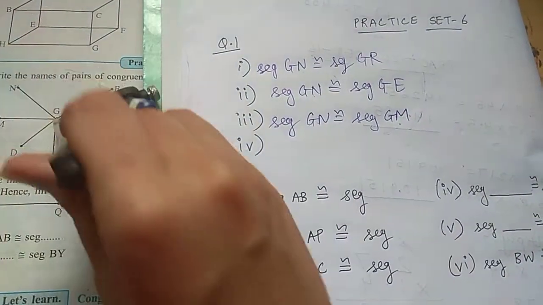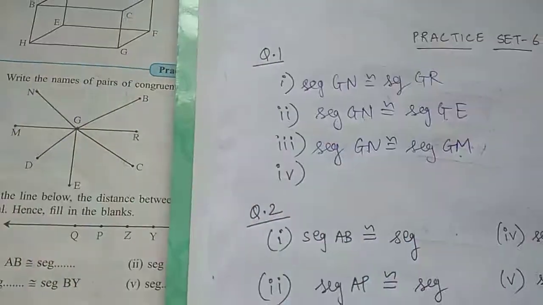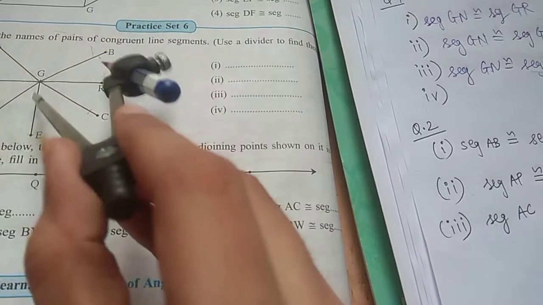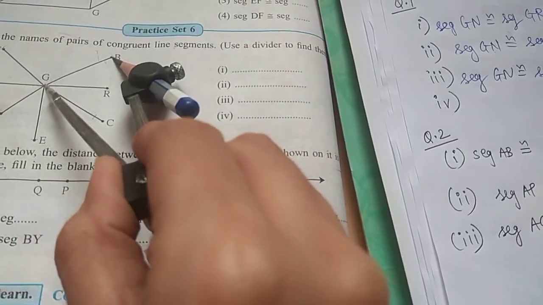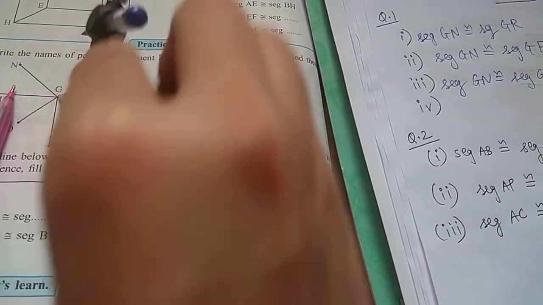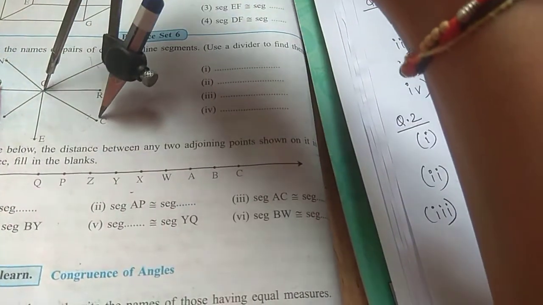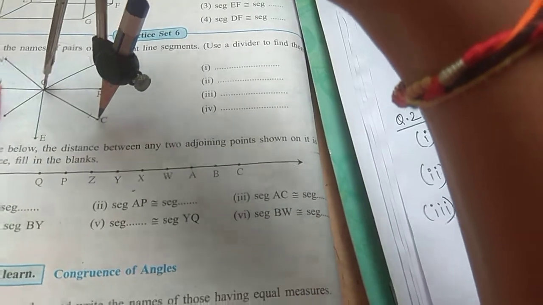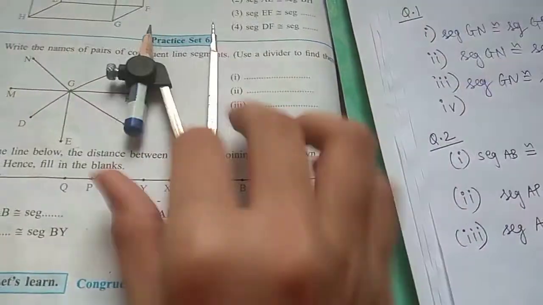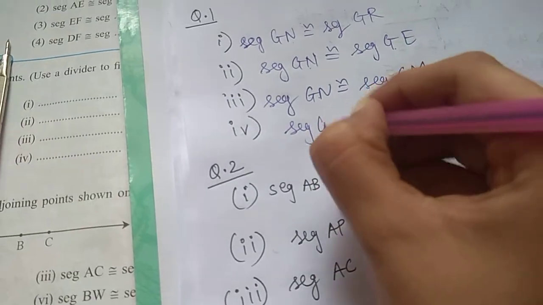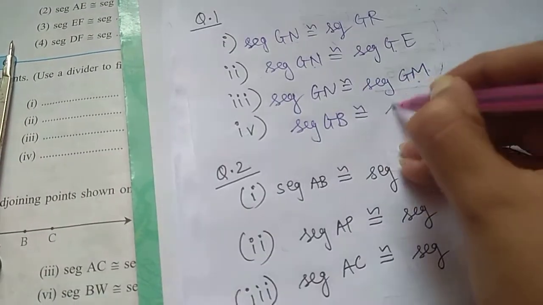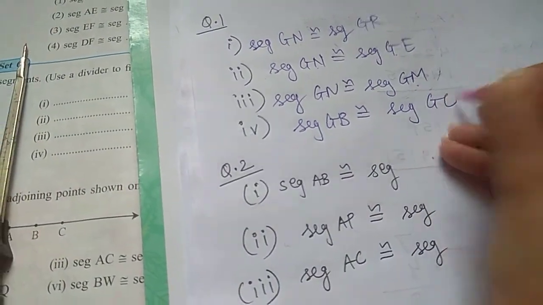After GN, let me measure GB. See, I have kept one point on G and one point on B. Now with the same measurement, I have to check if it is equal to GC. Yes, GB is equal to GC and nothing else. So this is our fourth pair, segment GB congruent to segment GC.